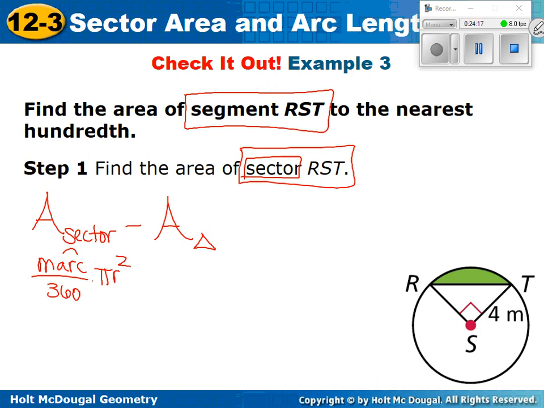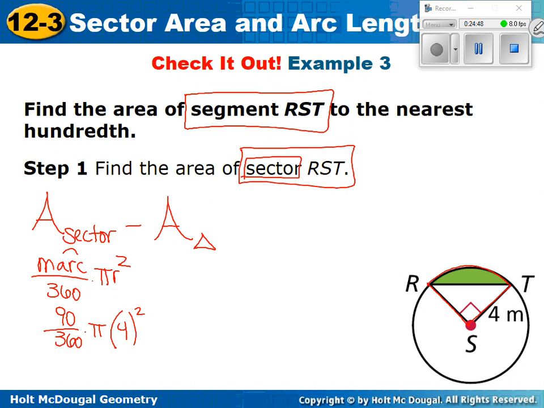All right, look at your picture. What's the measure of the arc if we're looking at sector RST? 90. Remember, the arc and the angle are the same. So 90 over 360 times pi. What's the radius in the picture? 4 squared. Now, I'm going to warn you to try to leave your answers exact before you round them, because on the test, I may ask for your answer exact, not rounded. So let's try to leave this in terms of pi here.